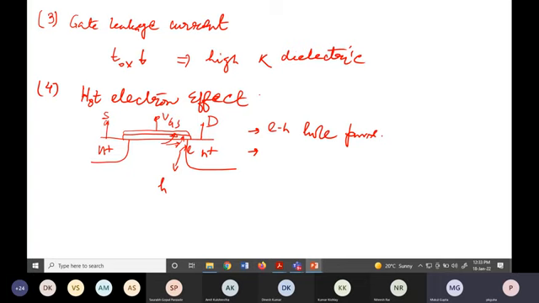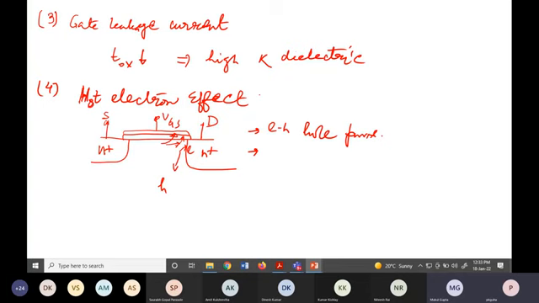So this will create leakage current in the gate. So this is more or less known as hot electron effect. The name came because these electrons are very highly energized. Okay, and they can create electron hole pairs. They can go inside the gate oxide and reach the gate and so on.